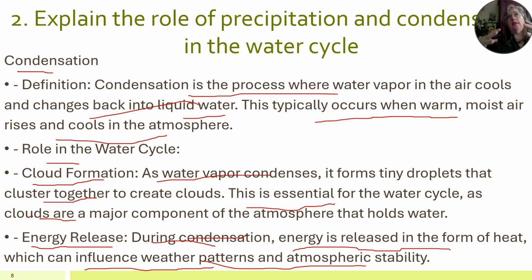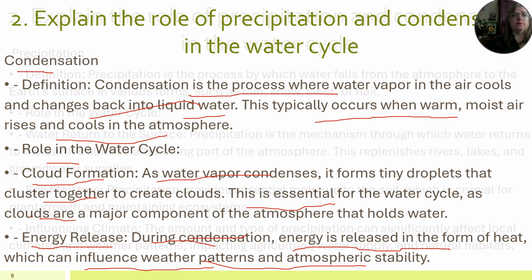As the water is evaporating, it's warm, but then when it's condensing, it cools down and condenses. Well, it was warm a minute ago, then it's cold. That heat that comes off as it changes is enough to influence climate and weather patterns as that's happening. So that's another part of condensation.